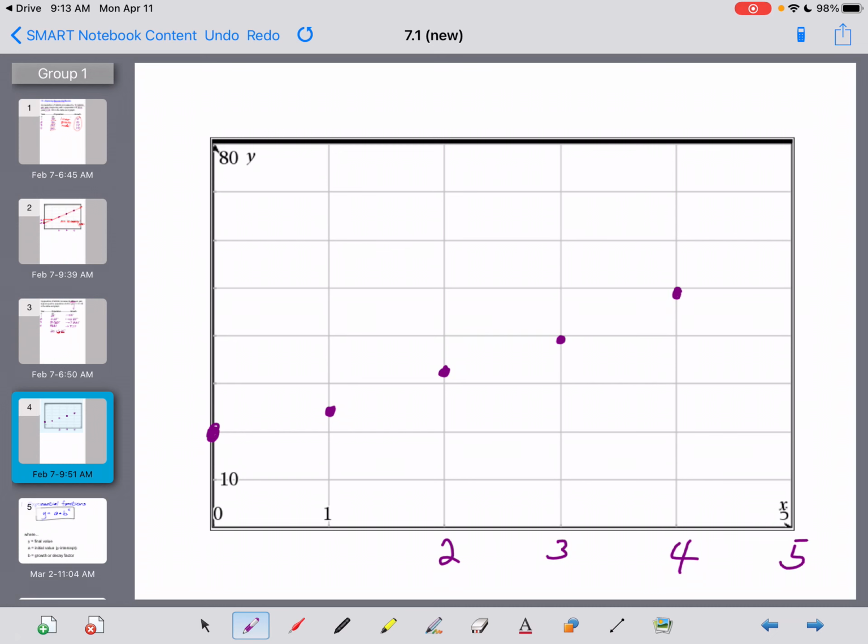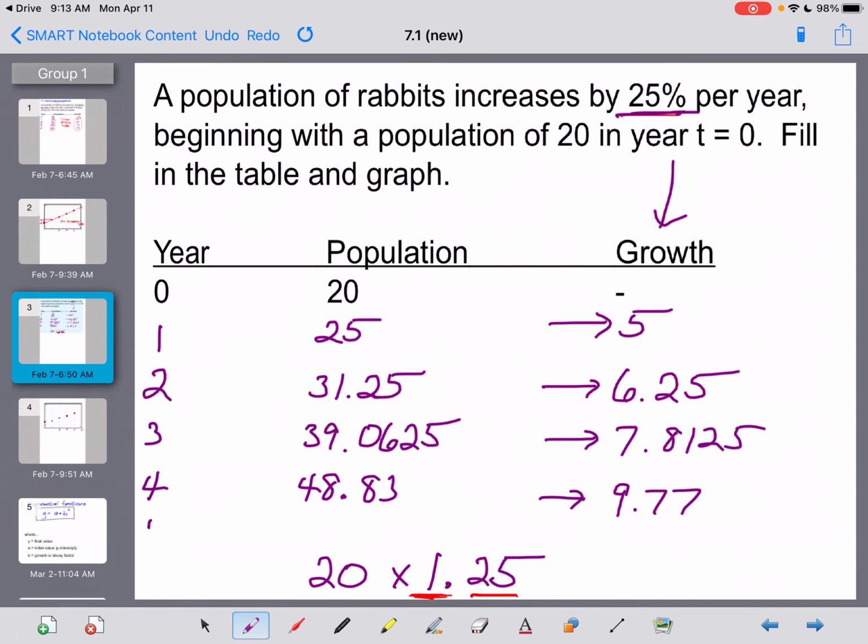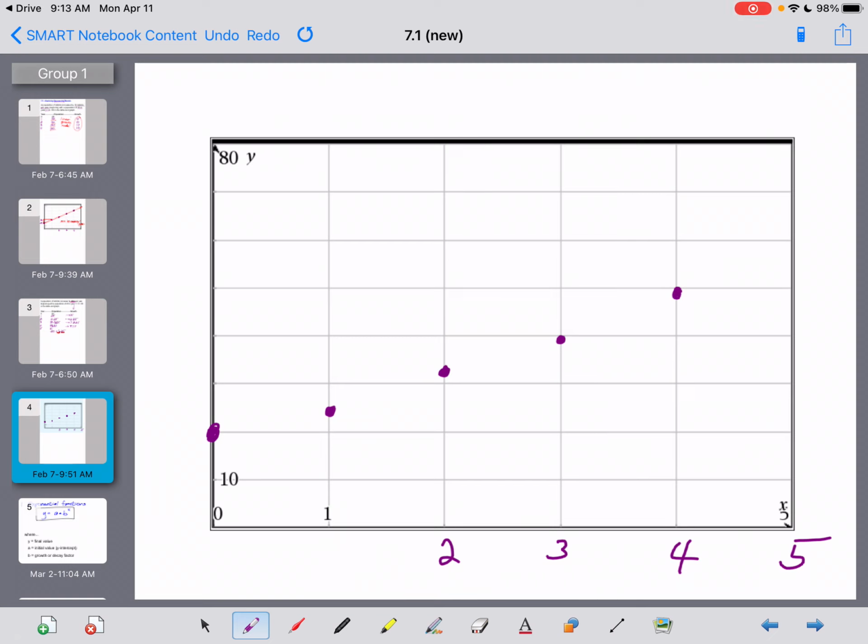And let me go ahead and find the 5th year right here, just because I want to show you guys what that one would look like. So if I took that 48.83 and multiplied that by 1.25, now in my 5th year, I'd be at about 61 rabbits. So what would that look like on the graph? The 5th year, 61 would be right over here.